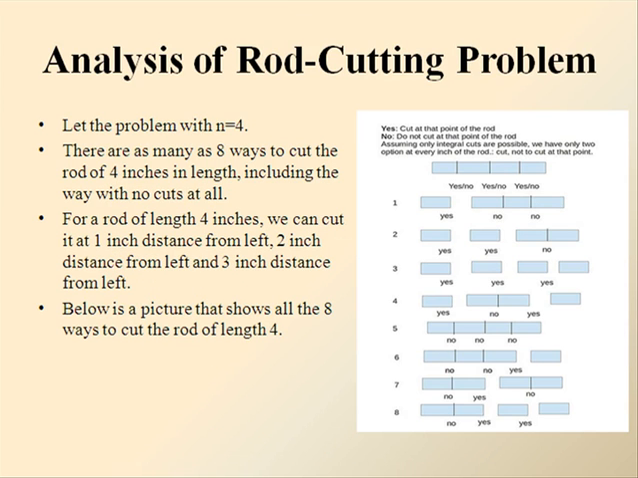Analysis of the rod cutting problem. Say you are given a rod of length 4. So there are different ways you can cut it. You can cut it into 4 pieces like this, each of length 1. This can be one way. Or you can cut it into 2 parts, one of length 1 and the other of length 3. So there can be several ways. Since it is length 4, there are 8 different ways in which you can cut the rod.